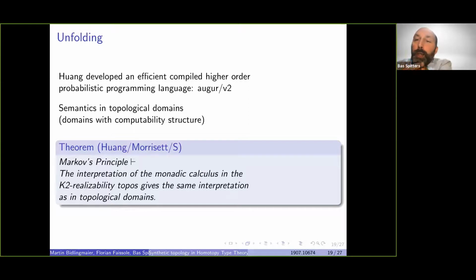unfold the Topos theoretic development that we did using this K2 realizability, so that's the standard realizability Topos for computability, you get precisely the same interpretation as they've done in topological domains. So this is another strong argument that this is a very natural construction. This is always very nice if two people come up with a very similar idea. And the nice thing about Topos theory, of course, is that you can precisely do this unfolding.